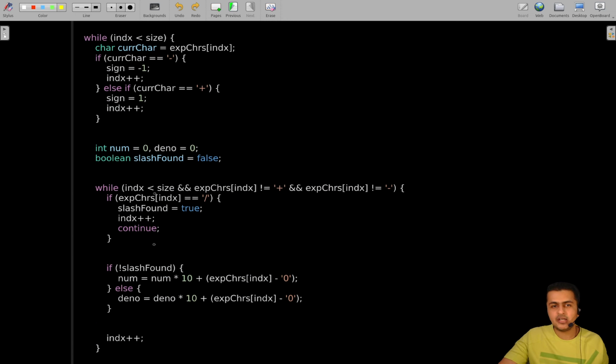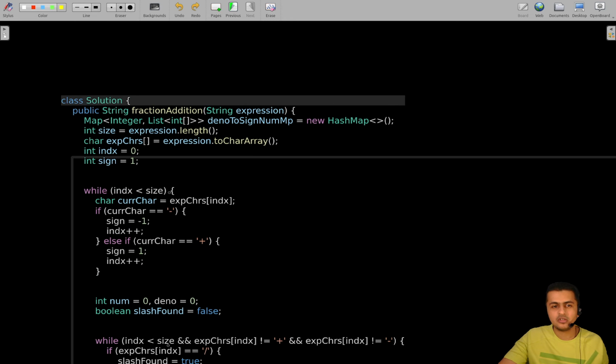Code will be provided in the GitHub repository link. You can check it out there, and C++ and Java implementations will be there.